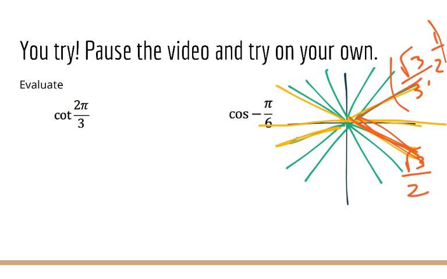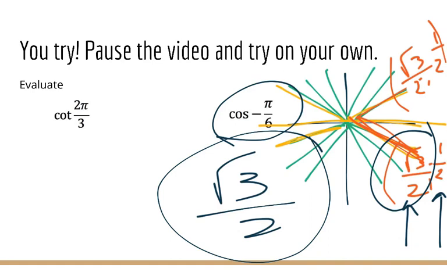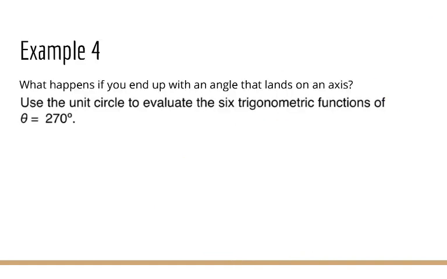And I realize I wrote root 3 over 3. That's wrong. It's root 3 over 2. They're all over 2. And then this one here would be a negative 1/2 since I'm going down for the y. All right, and then remember that the x coordinate is cosine and the y is sine. I'm asking for cosine, so your answer is root 3 over 2, and you are done. Okay, so how about if I ask you one that lands right on the axis?